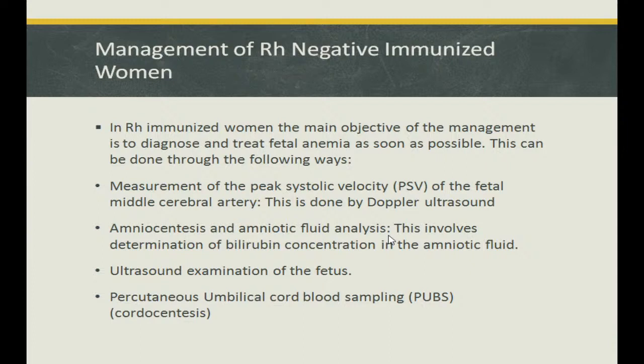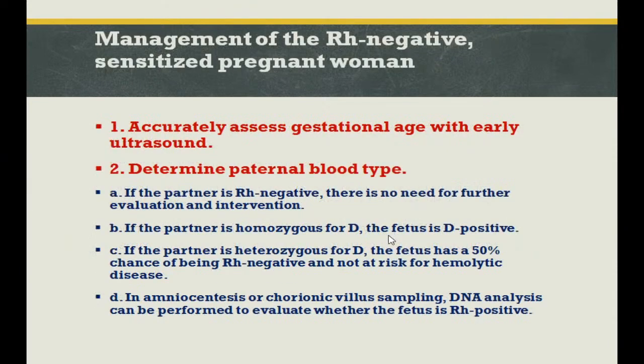Amniocentesis and amniotic fluid analysis that involves determination of bilirubin concentration in the amniotic fluid. By the way, amniotic fluid gives the possibility to evaluate the rhesus factor of the fetus and blood group of the fetus, so it is widely used nowadays. Ultrasound examination of the fetus and percutaneous umbilical cord blood sampling, cordocentesis. These are the most accurate methods of evaluation. Additionally, we are making some other methods and the next slide will show it.